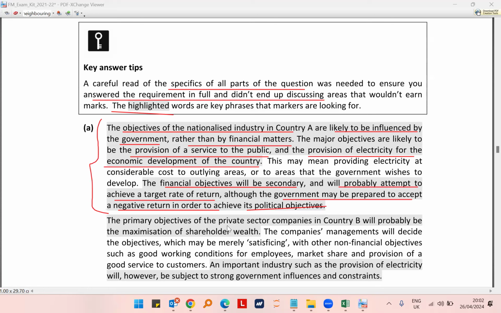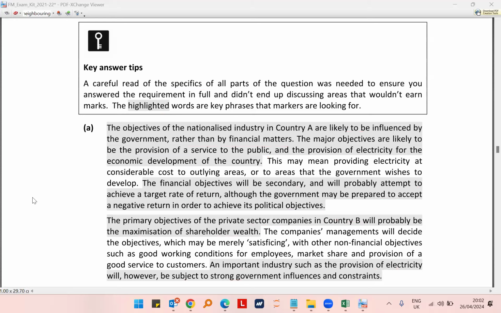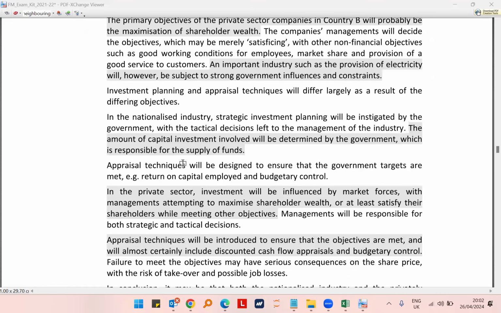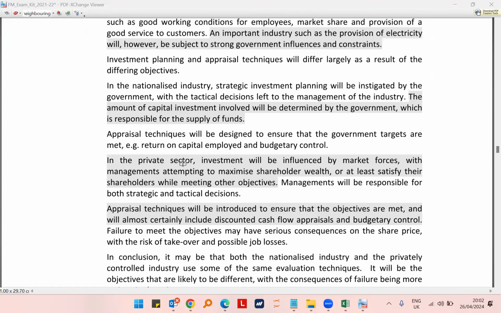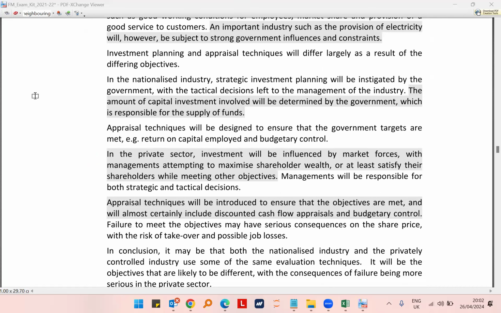On the other hand, the private sector company will probably aim at maximization of shareholder wealth, like we saw. But because the industry is important, like electricity generation, government will still meddle in their business. And this one can be seen with Umeme. Umeme is not a government entity, but there are some controls that government puts on it because they are providing a service that is important for the economy, for the population.